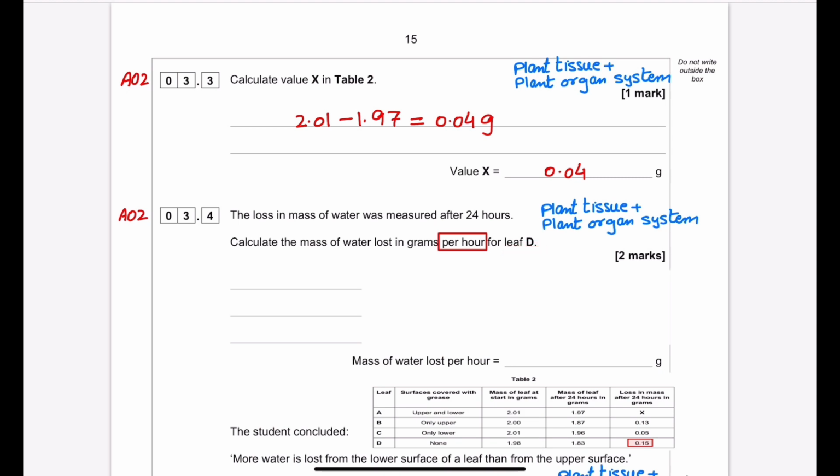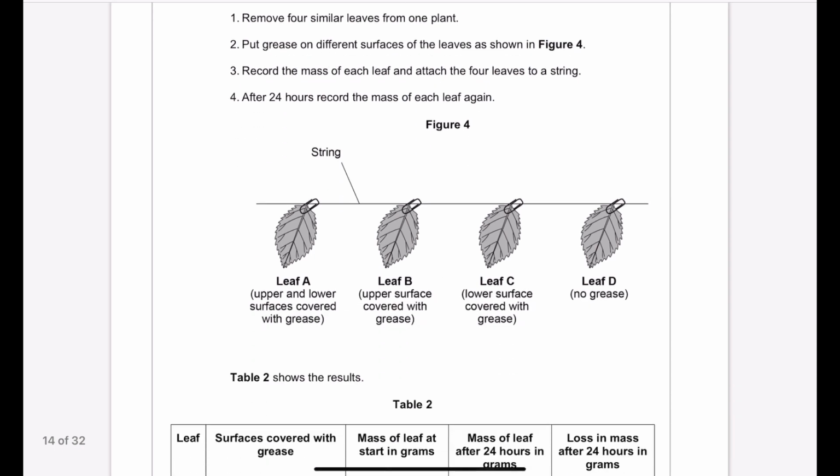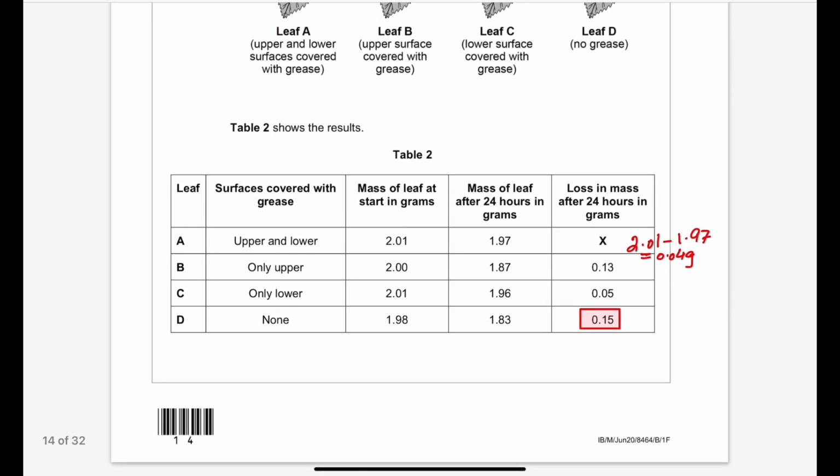If you go back in our table, for leaf number D, it is not covered, and you can see the value of the mass lost in 24 hours. It is 0.15 gram, but this value is for 24 hours. We need to find the value for 1 hour.